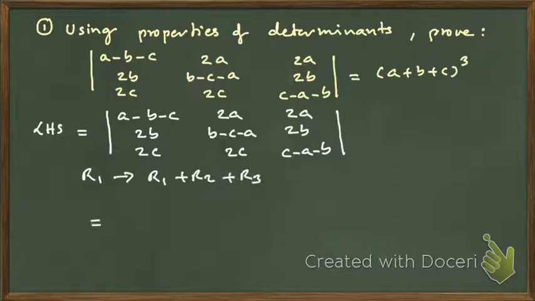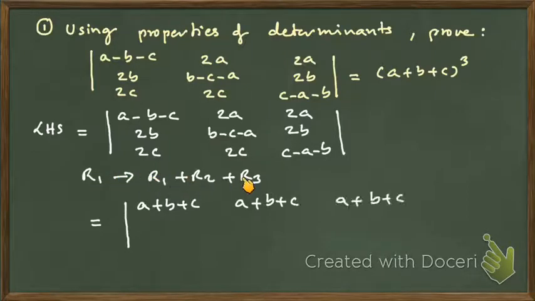So that's the first operation I figured out. And that's a common thing which we would always try in any question. So R1 changes to R1 plus R2 plus R3. To the first row, we add the other two rows. So A stays the same. Minus B and plus 2B makes it plus B. Minus C and plus 2C makes it plus C. Here I have 2A already, but there is a minus A coming from R2, which makes it A. I have a plus B coming from R2. Then I have minus C and plus C together, making it plus C.